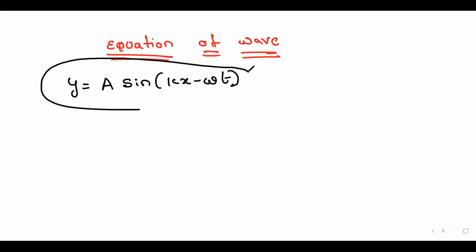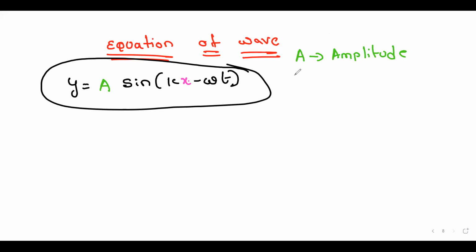The meaning of this is: A is amplitude. Then x is direction of propagation of wave. These are the two important points.